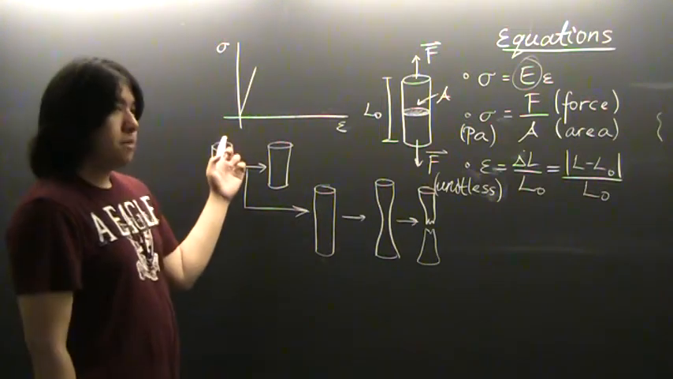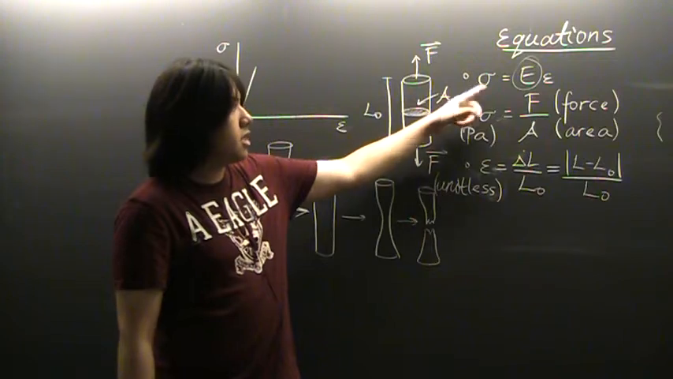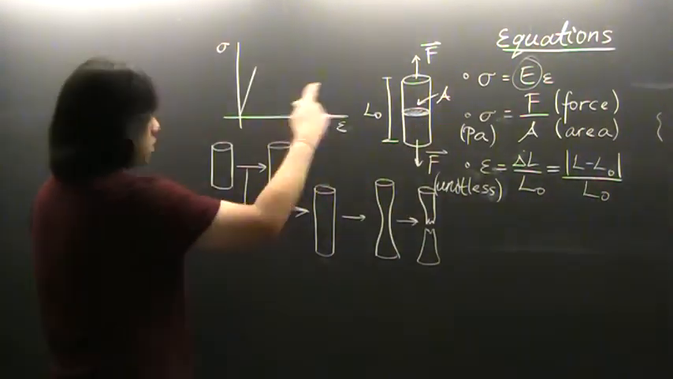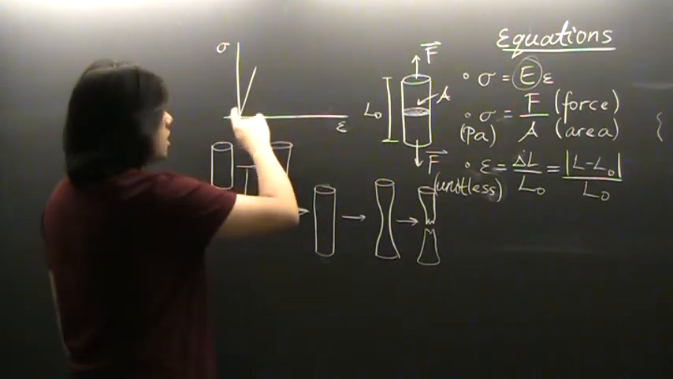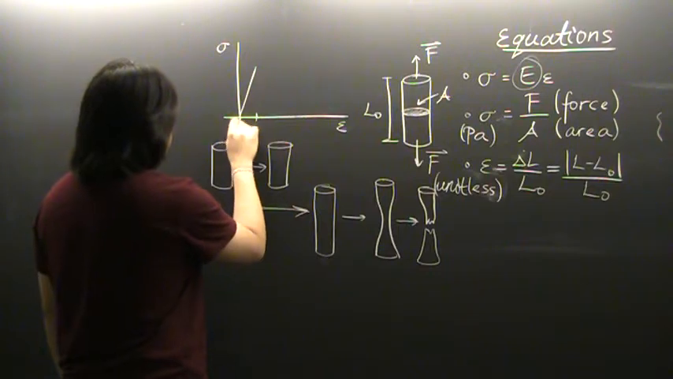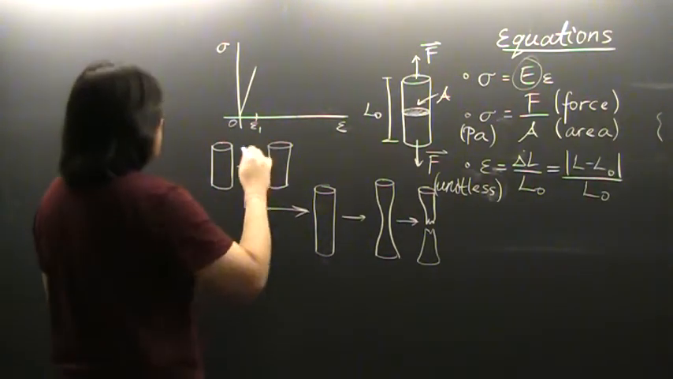When we have elastic deformation, like we just saw, this equation is going to hold, where stress and strain are going to be linearly proportional. Which means we're going to have a straight line. So this is the elastic deformation region from here, from 0 to some epsilon of 1, right?